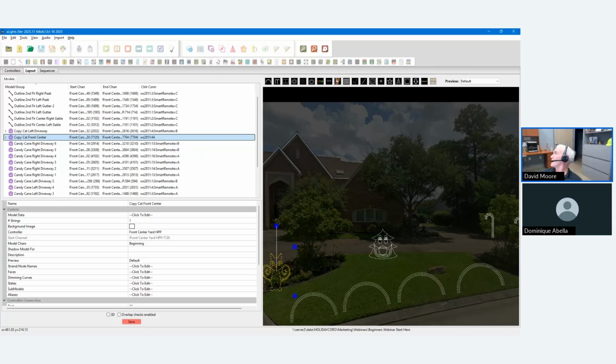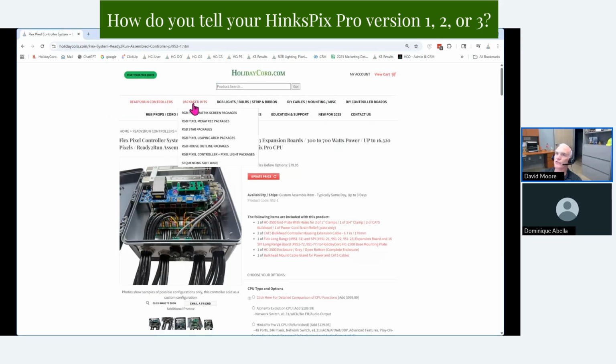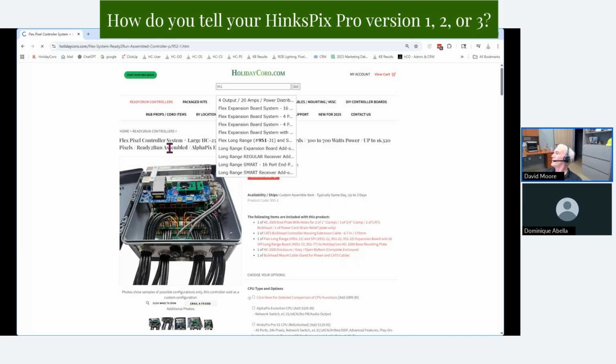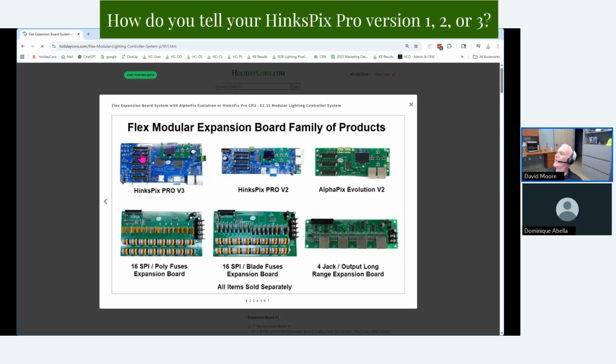So again, let me know if you have any additional questions. One of the questions is, how do you know if you have a HinksPix Pro version 1, 2, 3? They actually all have separate numbers, and you can see them here on this particular product listing. A HinksPix Pro actually has 80 ports on it. We do have a controller with 80 ports, and we custom build them for certain commercial customers. So we actually have 16 times 5 here.